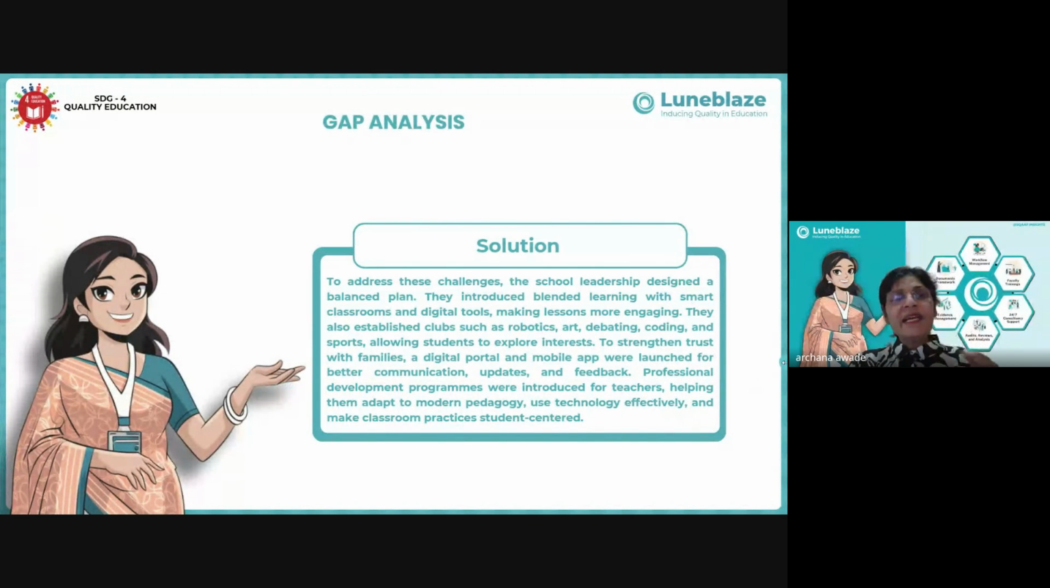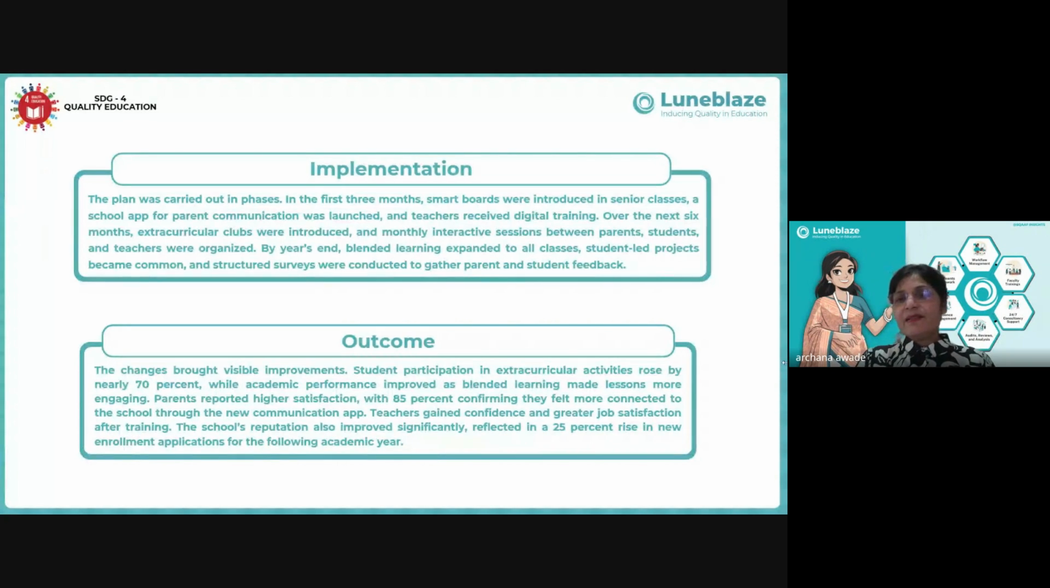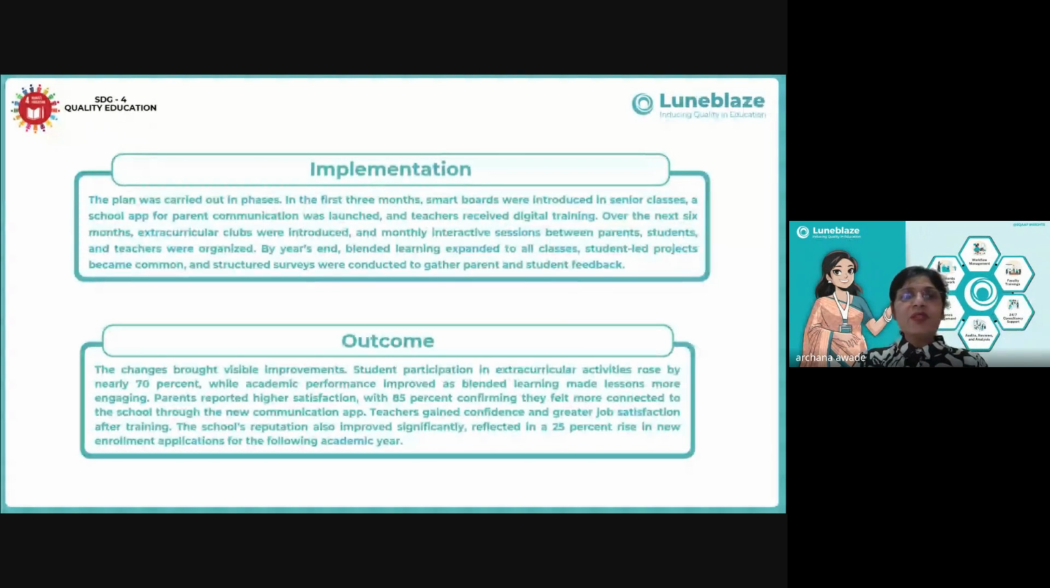Next, they had the implementation plan. So they had a rollout plan to see the improvement in different phases. In the first 3 months, they introduced smart boards in senior classes. Then they launched a school app for parent communication and conducted digital training for teachers. So this was done in the first 3 months.